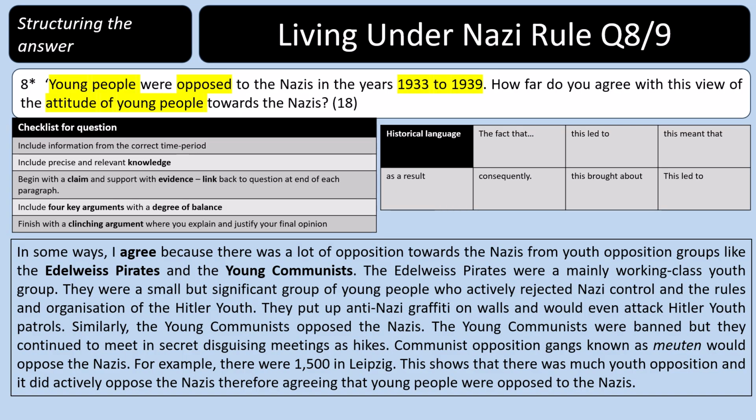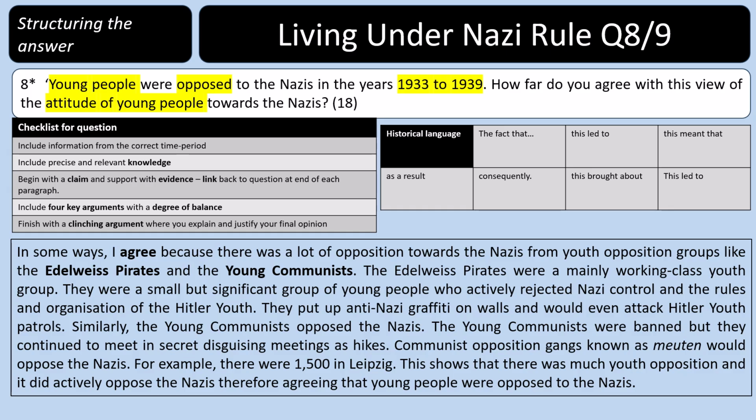So if we look at our first agree, we would say, in some ways, I agree, because there was a lot of opposition towards the Nazis from youth opposition groups like the Edelweiss Pirates and the Young Communists. The Edelweiss Pirates were a mainly working class youth group. They were a small but significant group of young people who actively rejected Nazi control and the rules and organisation of the Hitler Youth. They put up anti-Nazi graffiti on walls and would even attack Hitler Youth patrols.